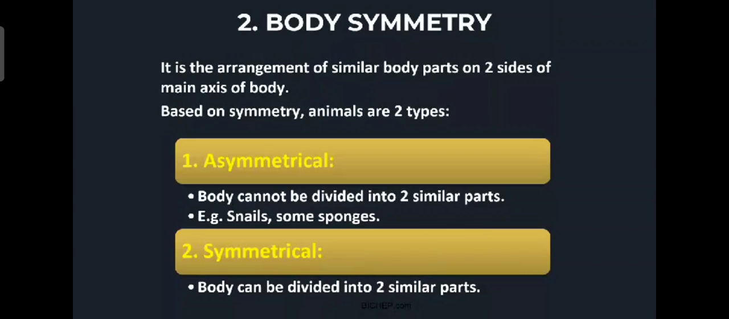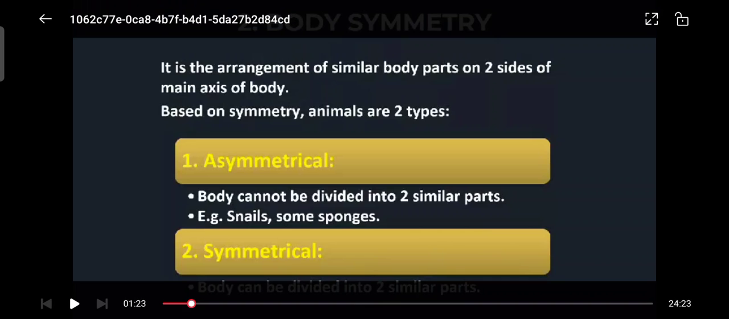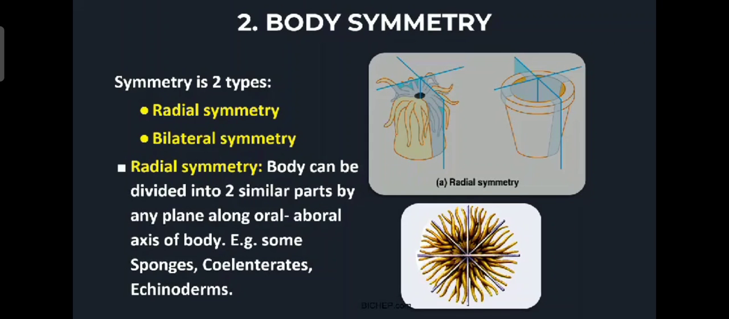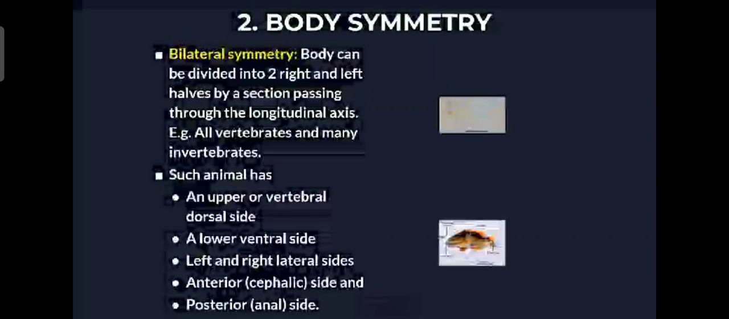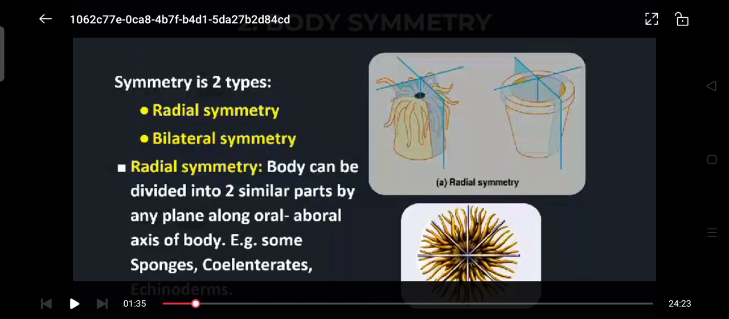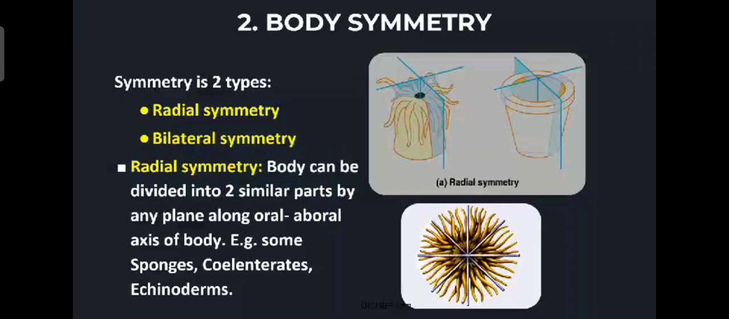And number two, symmetrical. Body can be divided into two similar parts. When you cut the body of any animal into two parts, you will get the two similar parts. Then that organism is called as the symmetrical organism. Now, when the animal is symmetrical, then symmetry is also of two types, radial symmetry and bilateral symmetry.